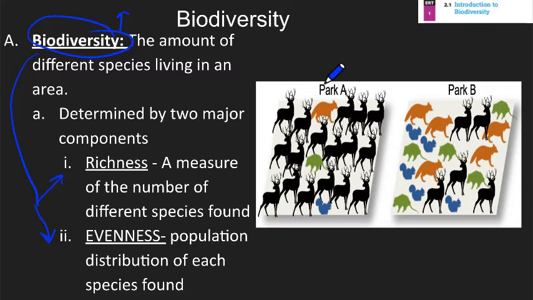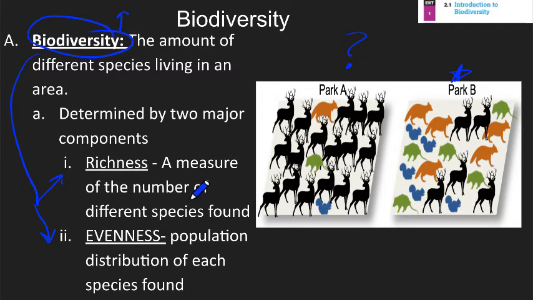What do we mean by that? Park A or Park B? Which one is more diverse? Looking at this example, you could probably see when you think of diversity, well, Park B is the winner because it has more different types of animals in this case. There's a greater diversity.